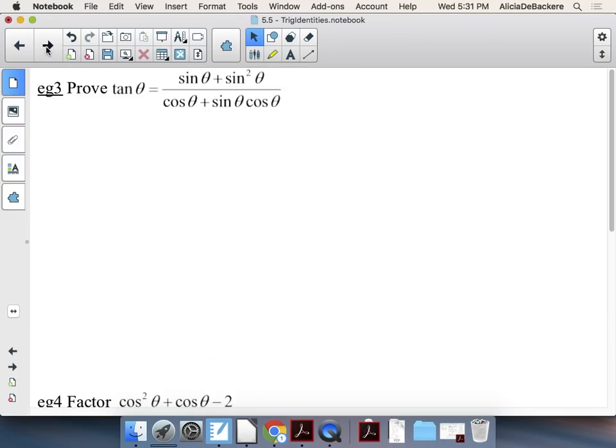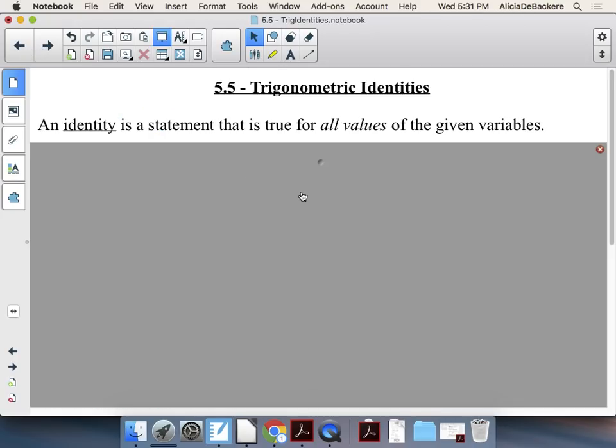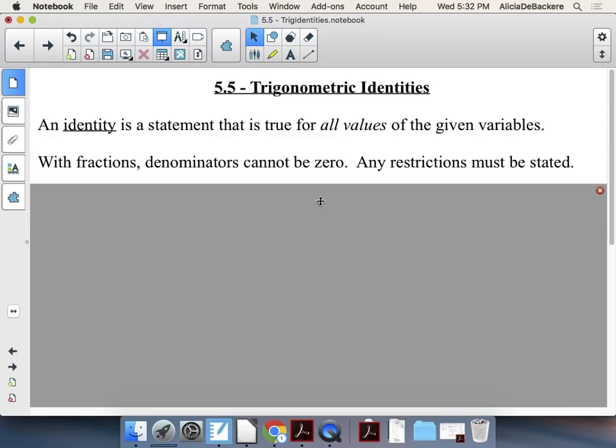So going back to our lesson, here we are. 5.5 trig identities. So an identity is a statement that is true for all values of the given variables. That means that the left side equals the right side no matter what value you put in. Don't forget that whenever I have a fraction, though, on the left side or the right side, the denominators can't be 0. So I have to state restrictions, kind of like we did in our rational functions unit.